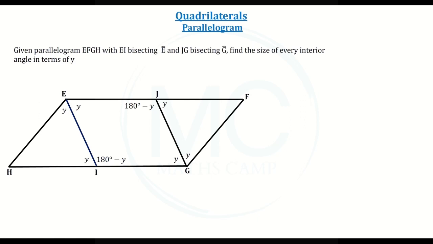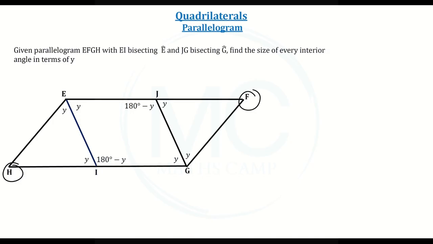Now we only have two angles that we still need to find, angle F and angle H. Angle F and angle H are opposite angles in the parallelogram, so they will be equal. But without the value of one, we cannot find the value of the other. So let's see what we do have.